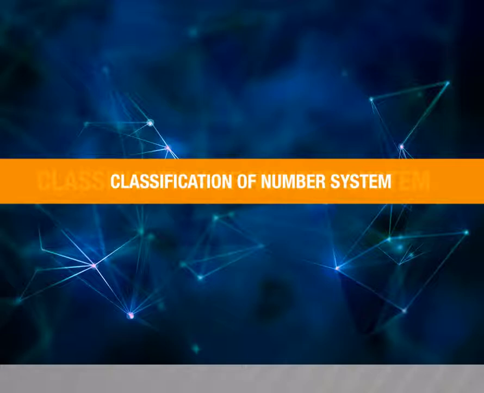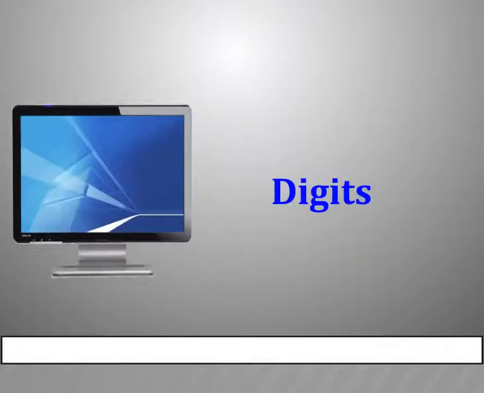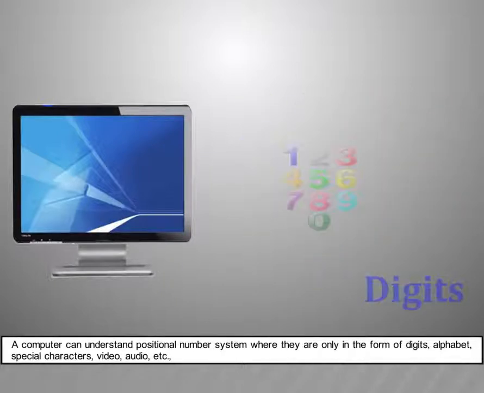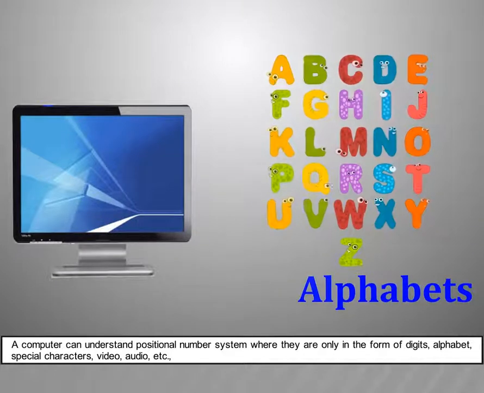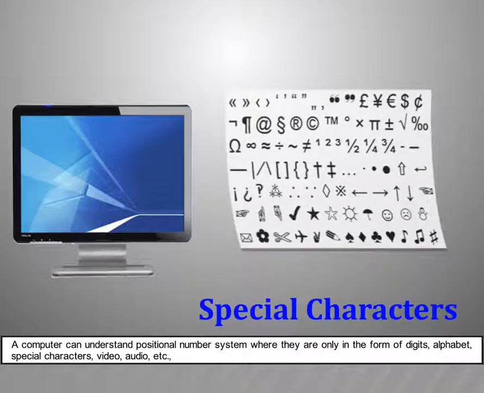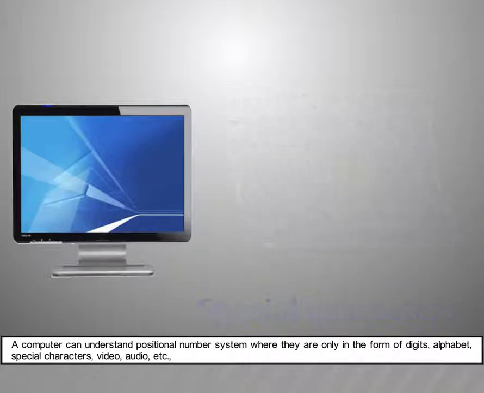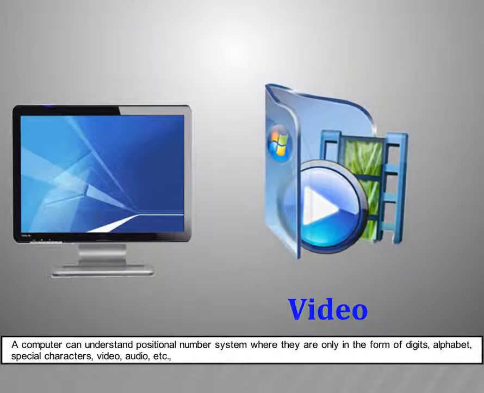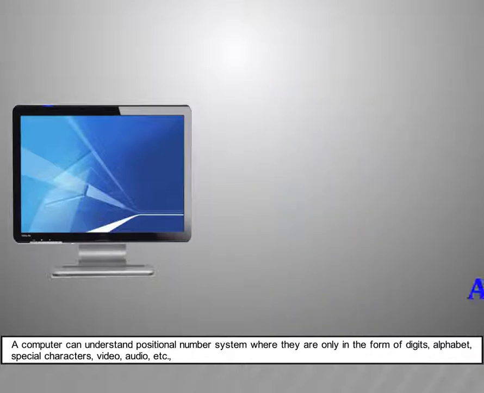Classification of number system. Now let us see the process of classification of number system. A computer can understand positional number systems, where data are in the form of digits, alphabets, special characters, video, audio, etc.